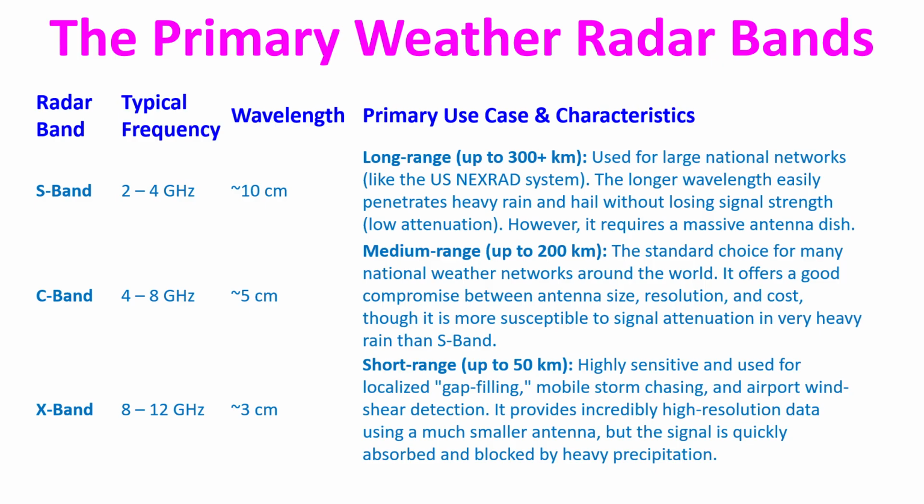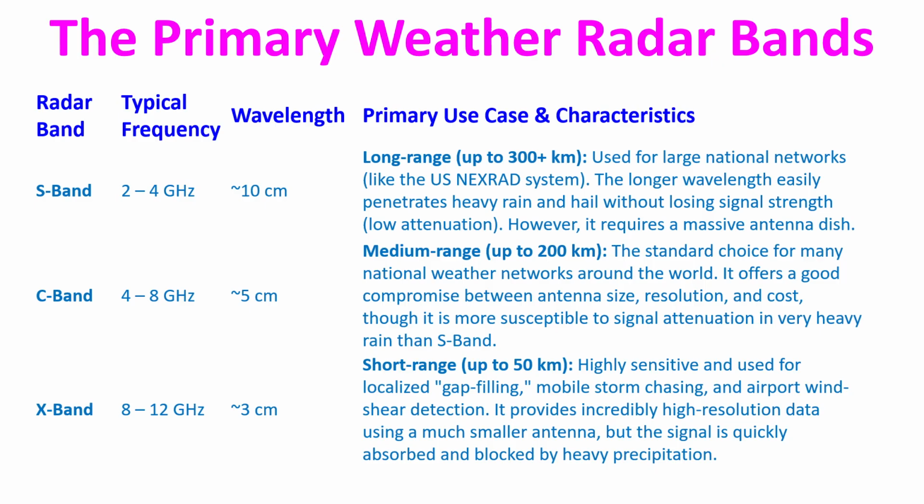C-band, 4 to 8 GHz, wavelength around 5 cm, medium range up to 200 km, the standard choice for many national weather networks around the world. It offers a good compromise between antenna size, resolution and cost, though it is more susceptible to signal attenuation in very heavy rain than S-band.